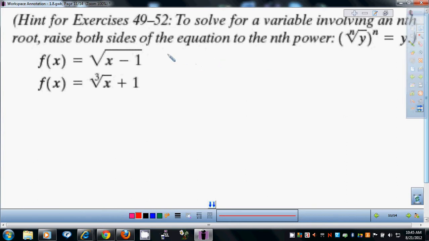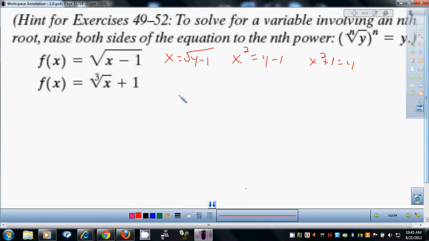But just real quick, to find the inverses, so that'd be x equals square root of y minus 1. How do we get rid of the root? Square both sides. Add the 1. And there's your inverse.